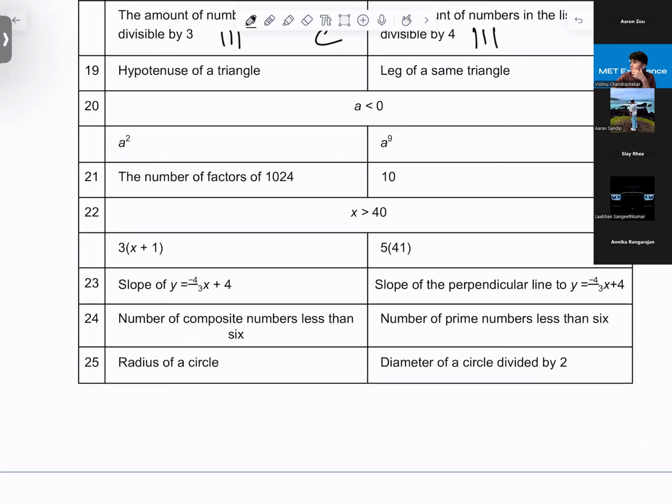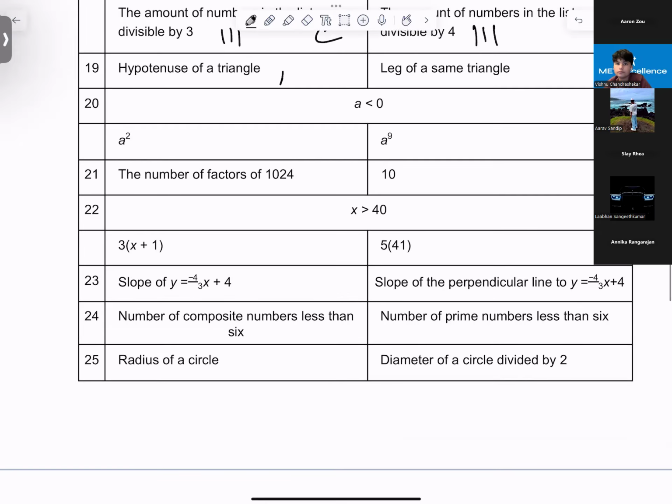For 19. Okay. In any right triangle, the hypotenuse is always the longest side. So it is always greater than one leg. All right, here. Are we on 20 or are we on 21? Around 20. All right, 20.